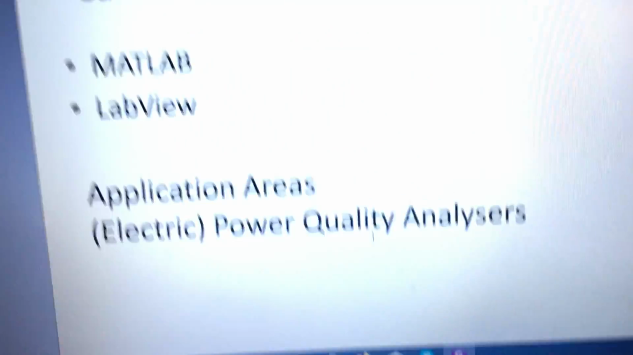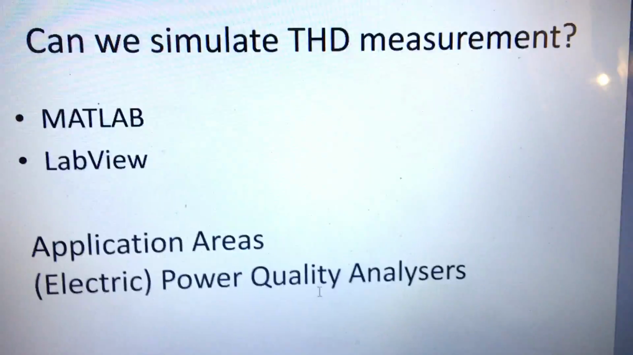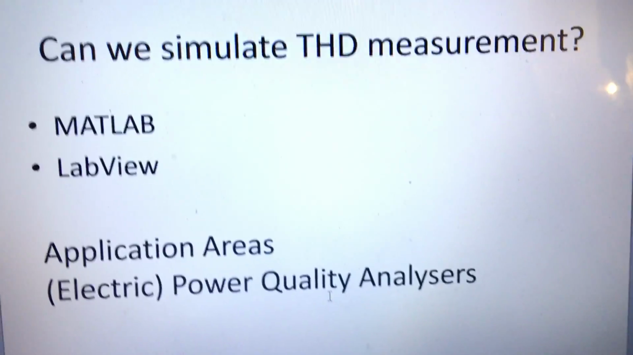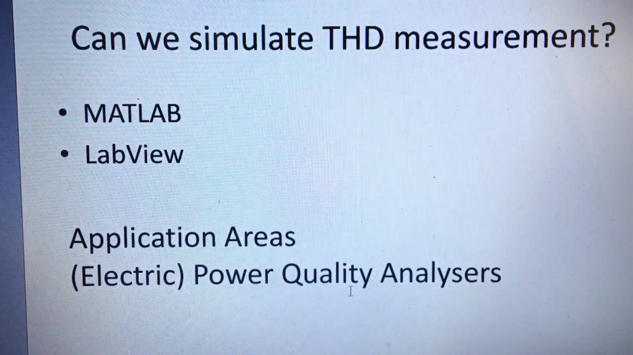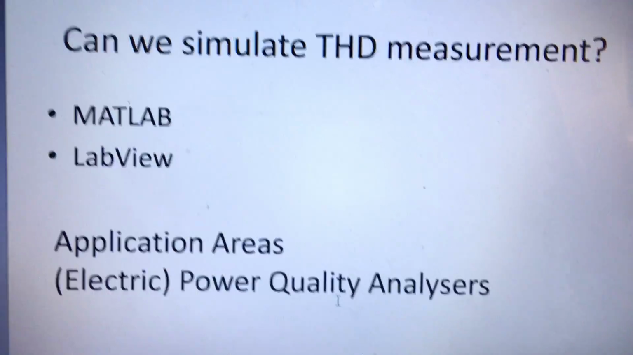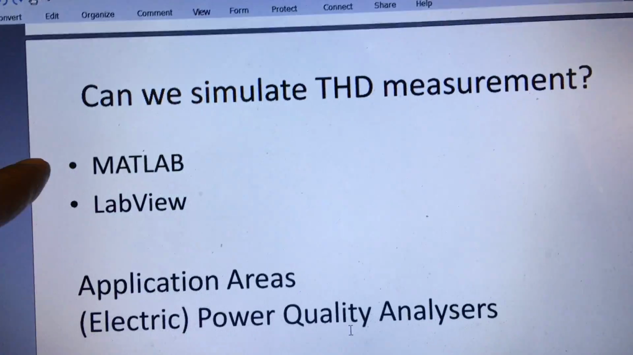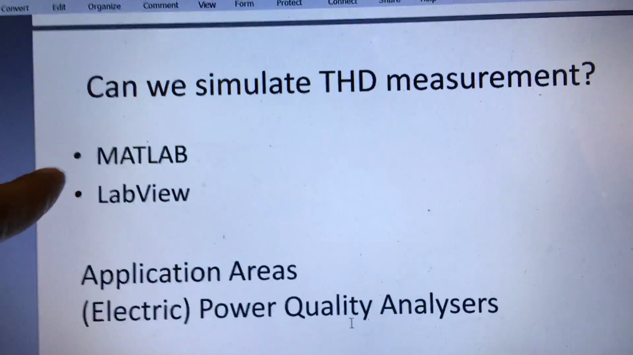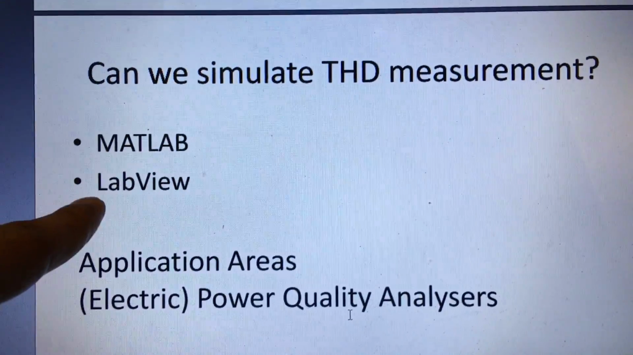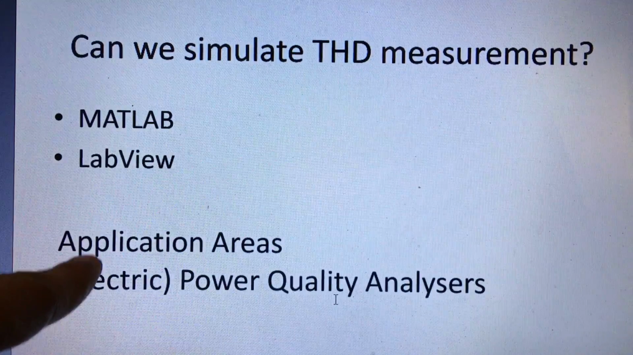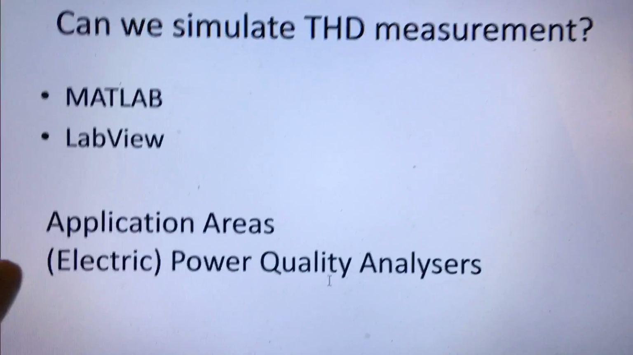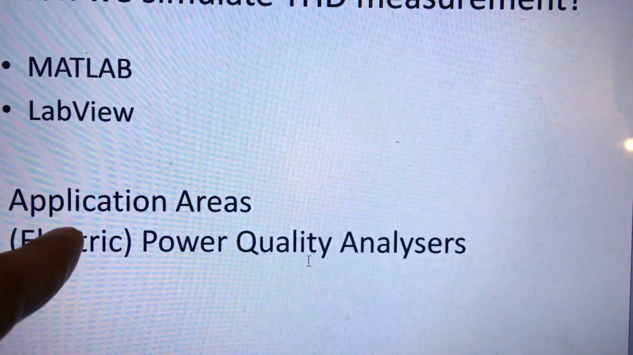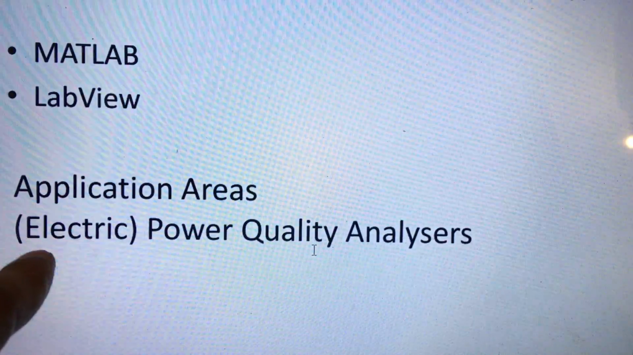Now is it possible to have some simulation for total harmonic distortion measurement? Yes, it is possible. You can make use of Simulink in MATLAB. One can also make use of LabVIEW. That is just for the sake of information that you can connect the hardware with MATLAB or LabVIEW. So we know that these are virtual instrumentation systems. Now where are these total harmonic distortion measurement meters used? One of the major areas is electric power quality analyzers.